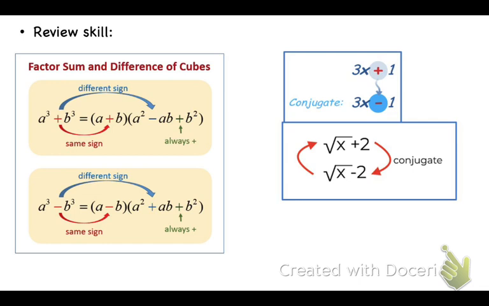Now, if you look at the difference of cubes, it's the same pattern. It's cube root of A minus cube root of B. So A minus B, A squared plus AB plus B squared. Always, always, always positive on that B squared.